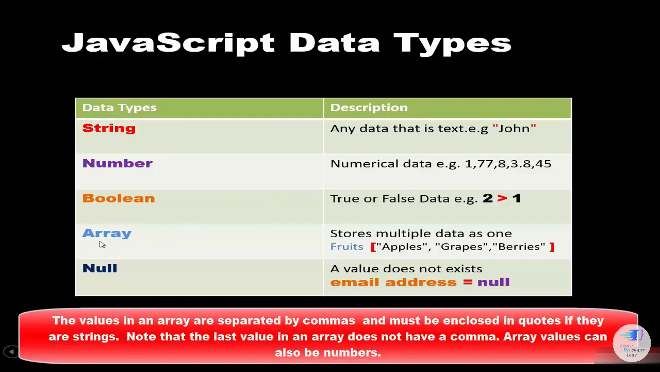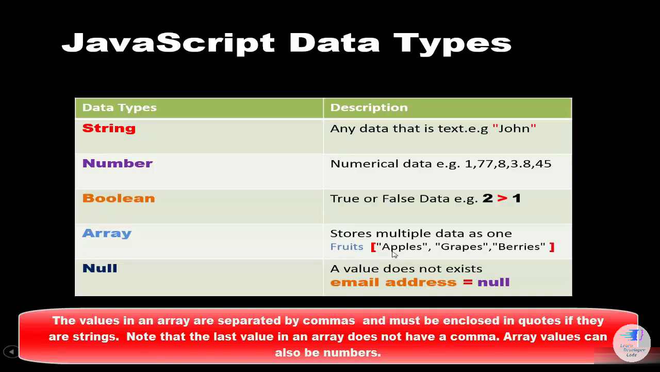Next, we are onto the array. An array is a piece of data or a storage label that stores multiple values as one. For example, you can have a label called fruits, and inside that fruit you will store apples, grapes, berries, and so on. And you identify an array with the square brackets. So you can see these square brackets in red. You use that to identify that you are dealing with an array.